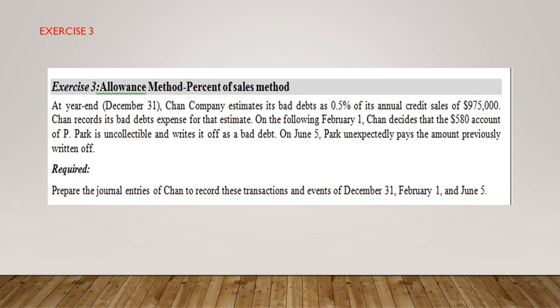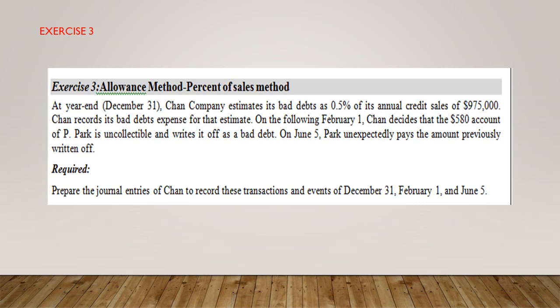However, now we are concerned with the percent of sales method in this exercise. It says that at year-end December 31st, Chan Company estimates bad debt as 0.5% of its annual credit sales of $975,000. Chan records its bad debt expense for that estimate. On the following February 1, Chan decides that the $580 account of P Park is uncollectible and writes it off as a bad debt. On June 5, Park unexpectedly paid the amount previously written off.